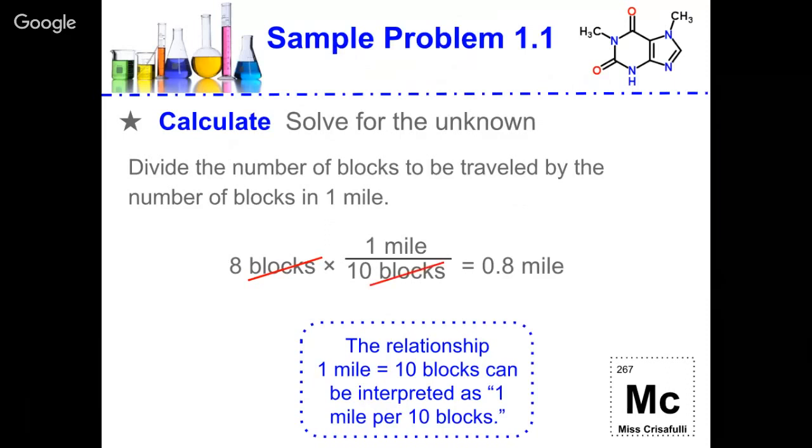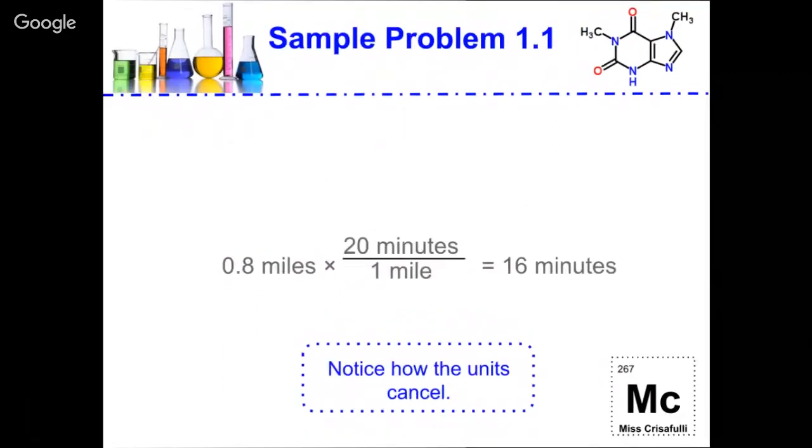And then we're left with, we have to multiply. So 8 times 1 is 8, divided by 10 is 0.8. So this part of the problem asks for 0.8 miles is going to be traveled in 8 blocks. But remember, this problem is not asking about how many miles we traveled. It wants to know how long it will take. So we need to go another step.